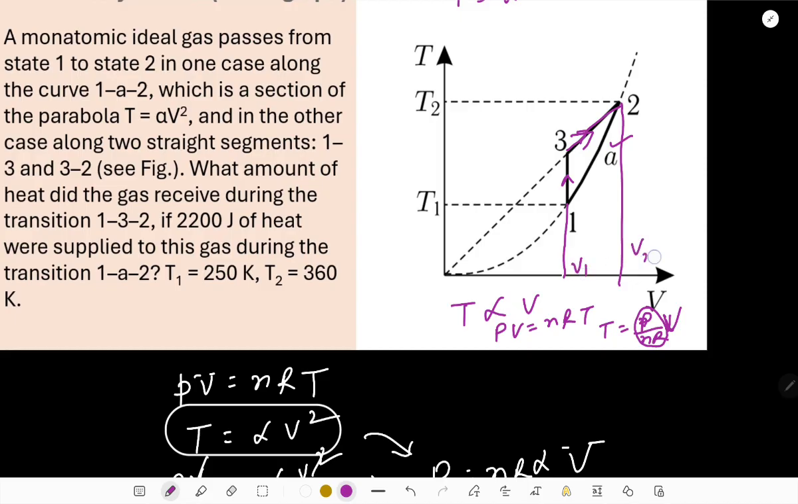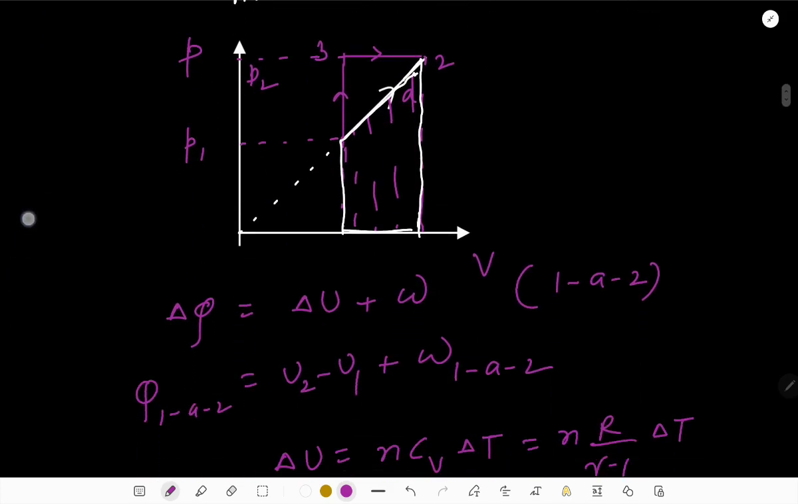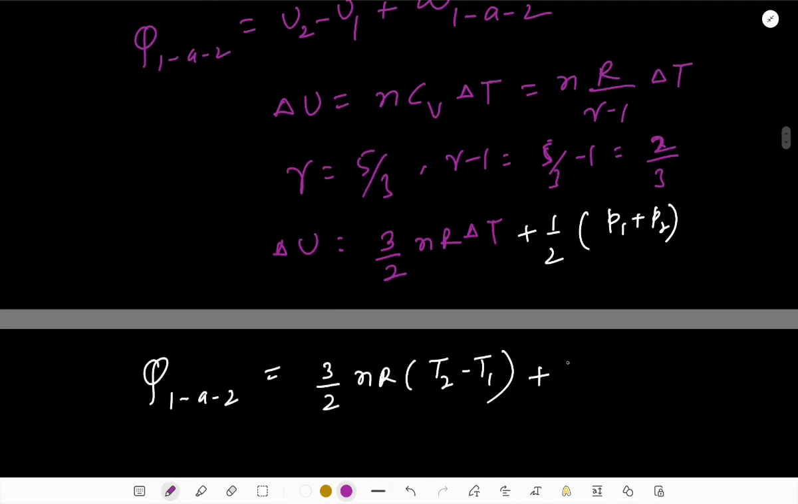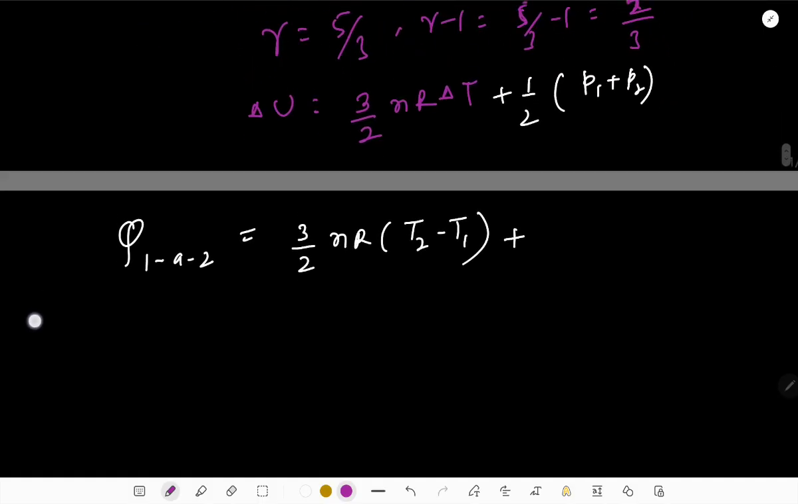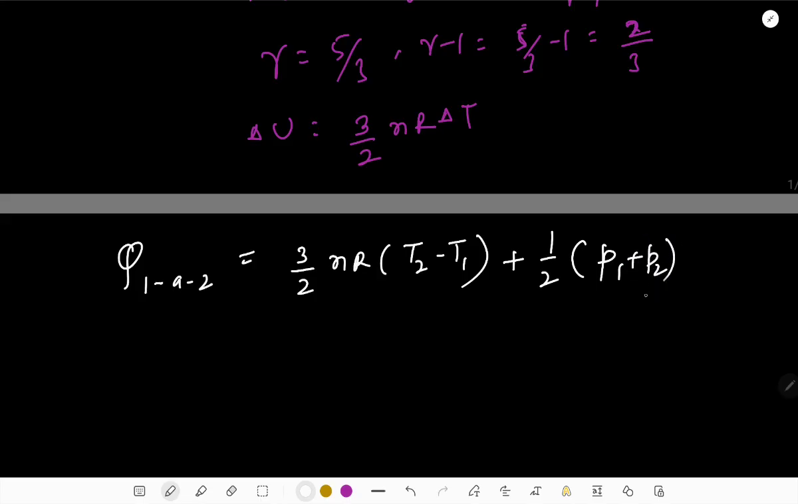If V1 and V2 are not given, but T1 and T2 are given, we will find a way to replace it. But right now I'm going to write down this as, oh sorry, I wrote it here, I should have written here. This is half (P1 plus P2), the sum of parallel sides, multiplied by (V2 minus V1), the area of the trapezium. That is the work done by the system.